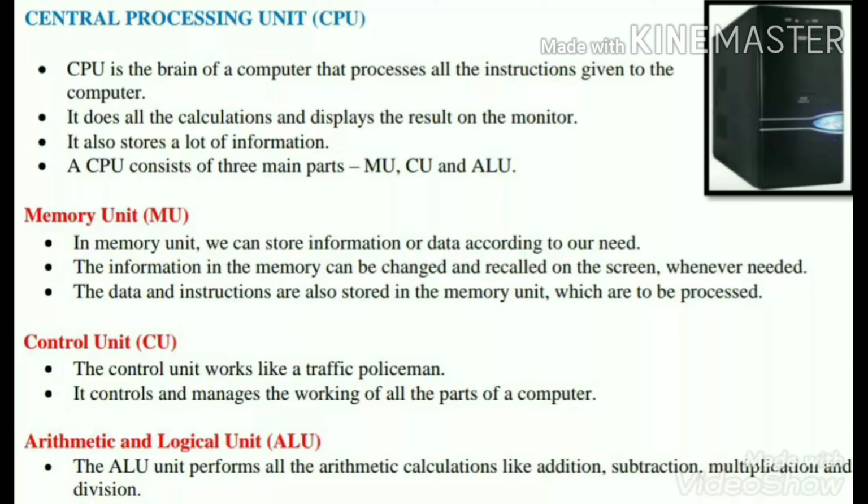The arithmetic and logical unit is a part of the computer which performs all the functions like addition, subtraction, multiplication and division. And the logical unit does comparisons like greater than, equal to, smaller, bigger; all this calculation is done by the logical unit. Now the memory unit, control unit and arithmetic and logical unit, all three together are a part of the central processing unit. The CPU looks like a big rectangular box, which is on the screen.